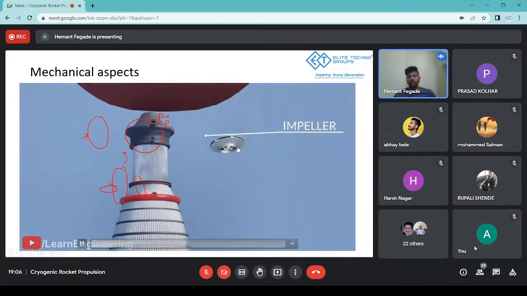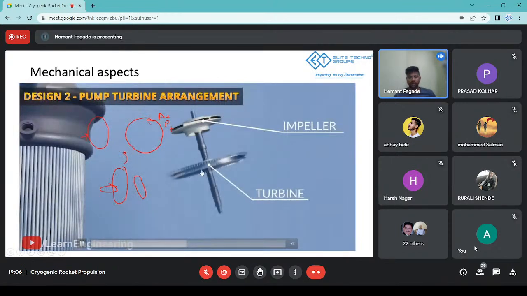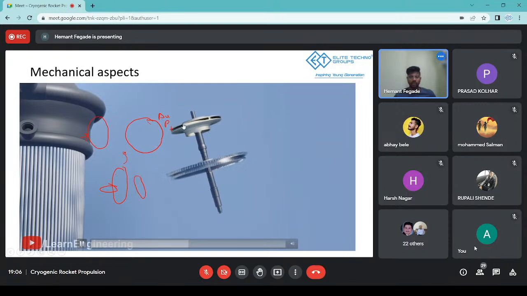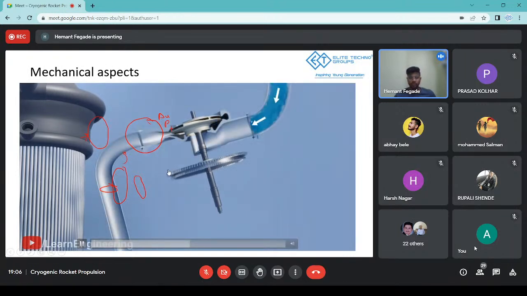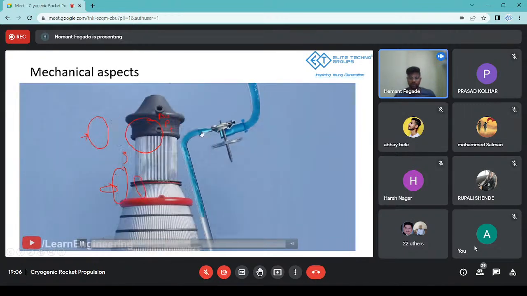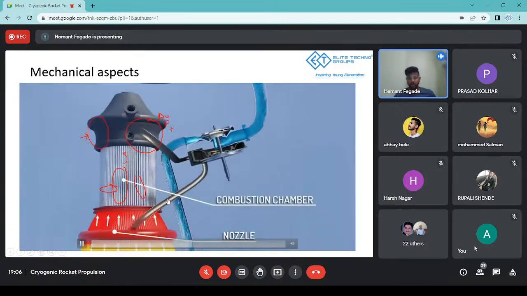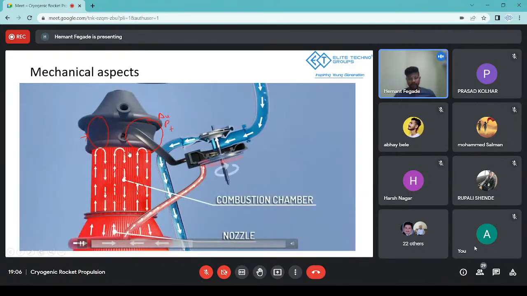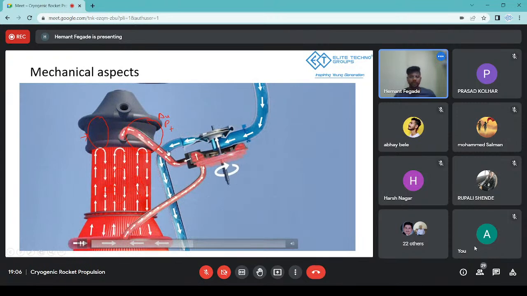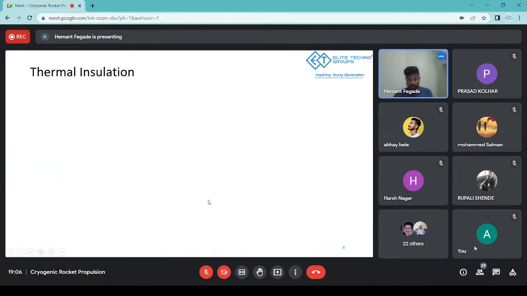Now, in order to power this impeller, you need a turbine, because you need a pump and turbine arrangement. The turbine will rotate the shaft, in turn it will rotate the impeller, and accordingly you can pump the fuel out and move forward. This is the exact arrangement you're going to use. When your liquid hydrogen is coming here, you are pumping it and then supplying it.